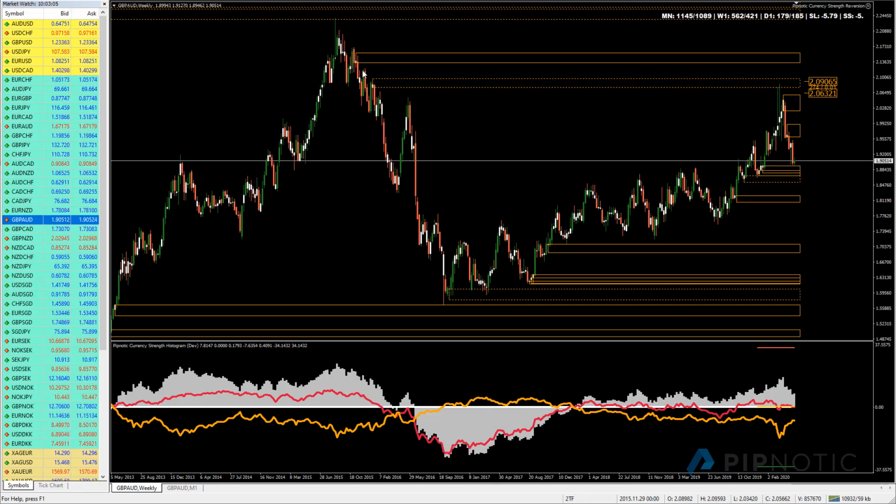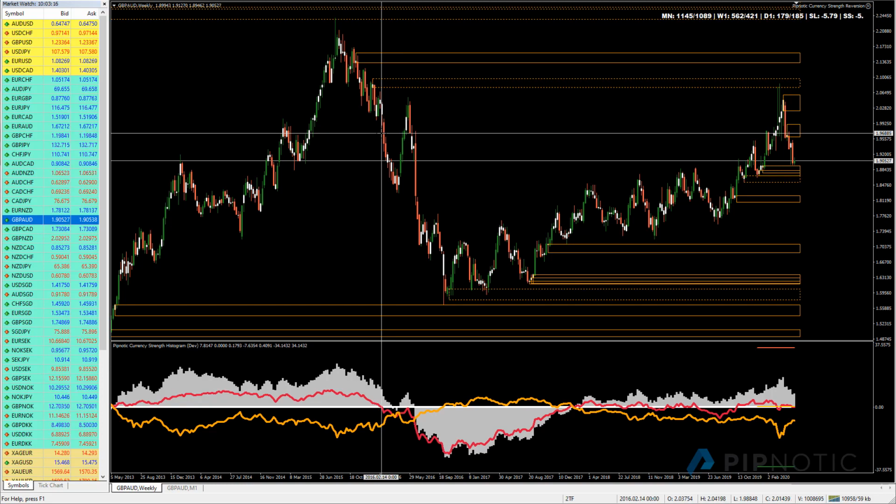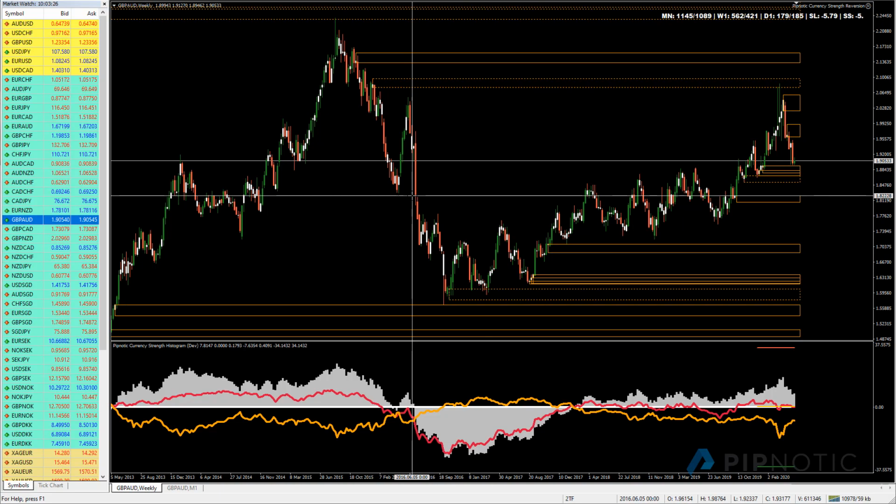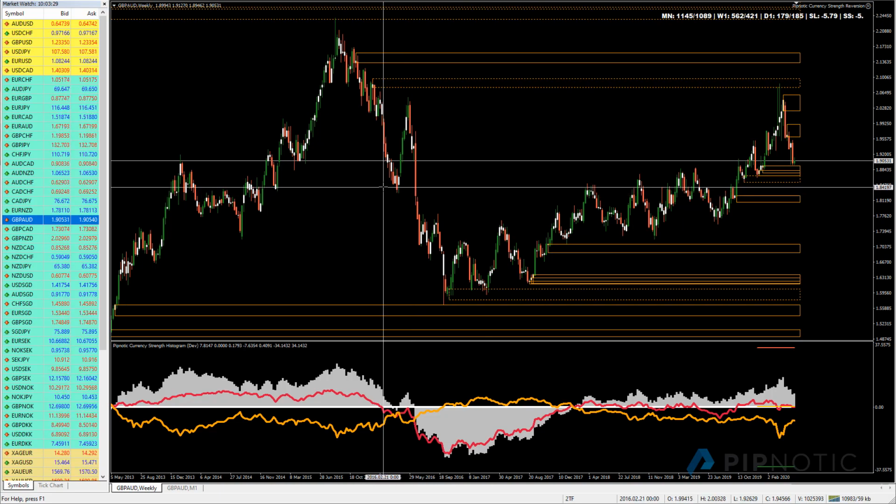When I say the software drew this, I mean the Pipnotic supply and demand drew this rectangle on this chart. It drew this for us. And the 7th, I should make sure I get these right, the 7th of February, 2016. So about 4 years ago, the Pipnotic supply and demand software was telling you to sell at this price point here. Okay? 4 years ago, you were told to sell here.